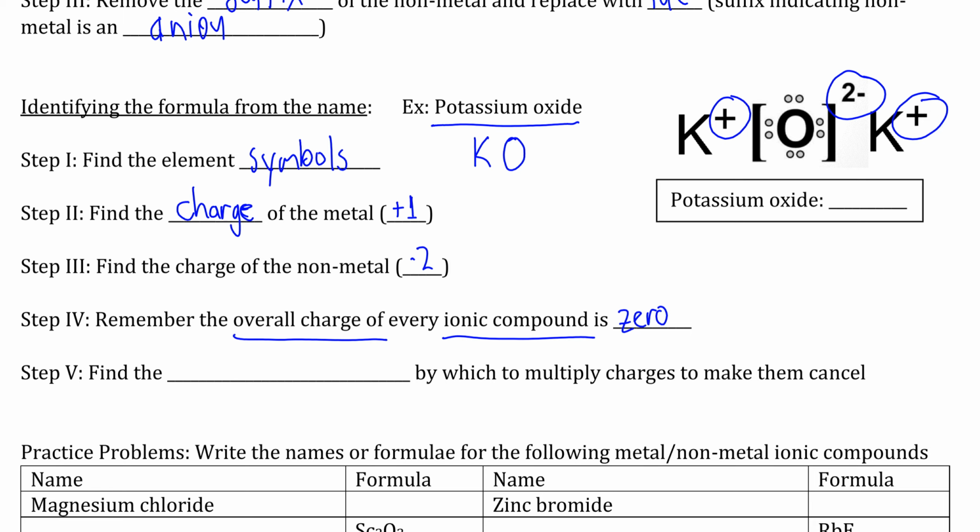Therefore, what we need to find is the lowest common multiple of the two charges, the charges of the metal ion and the nonmetal ion. Now, between 1 and 2, this is easy. The lowest common multiple for 1 and 2 is 2. So we need to multiply each number by a factor in order to get to 2. So we know that +1 times 2 is +2, and we know that -2 times 1 is -2, and if we go +2 minus 2, we get 0.